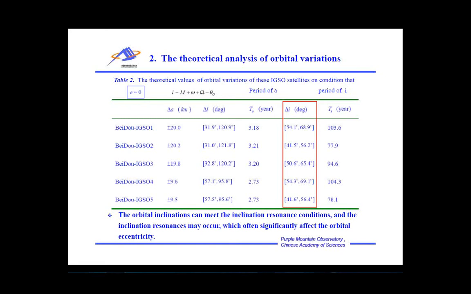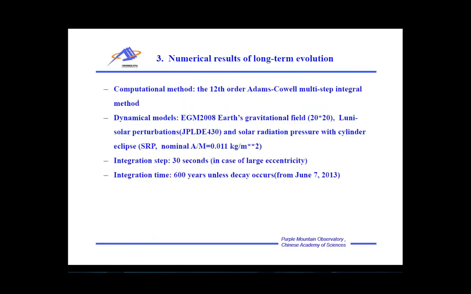This column shows the variation region of inclinations, and this is the period of inclination. It's from 78 to 100 years. From this column, we can see the orbit inclinations can meet the inclination resonance conditions, and the inclination resonance may occur, which often significantly affects the orbit eccentricity.